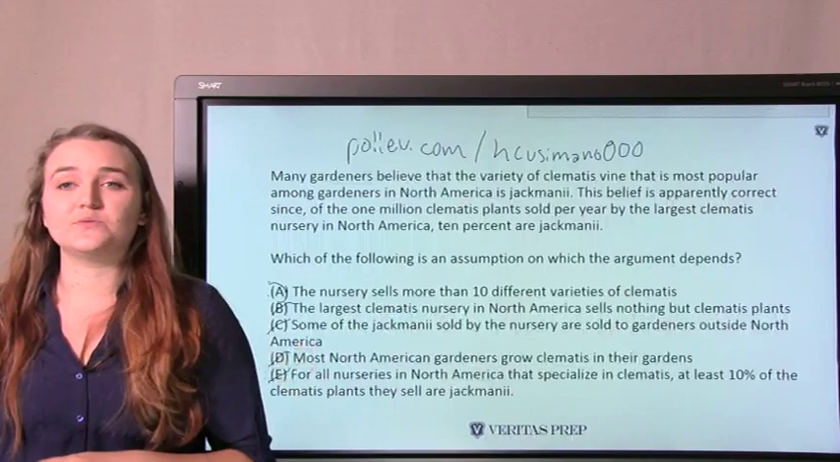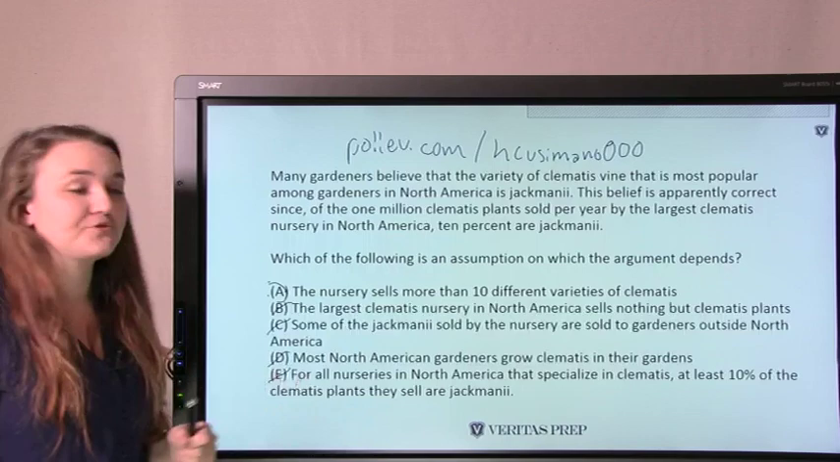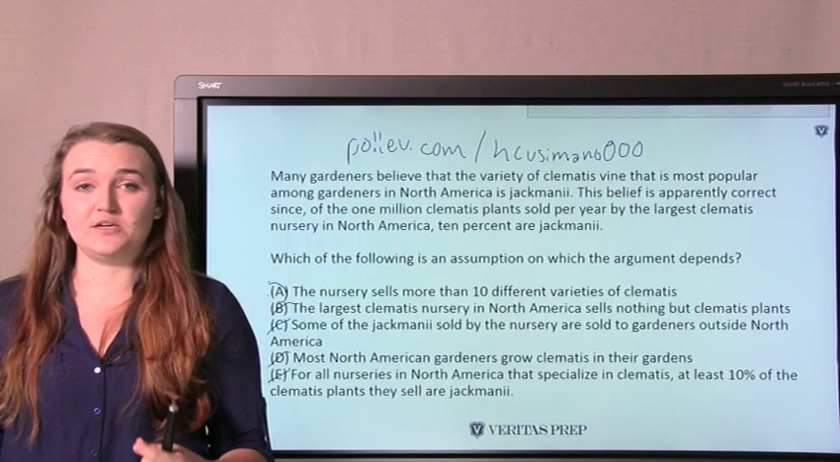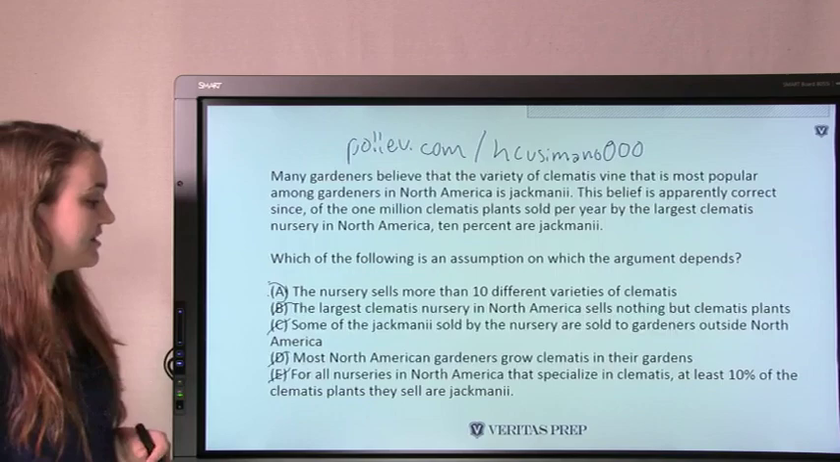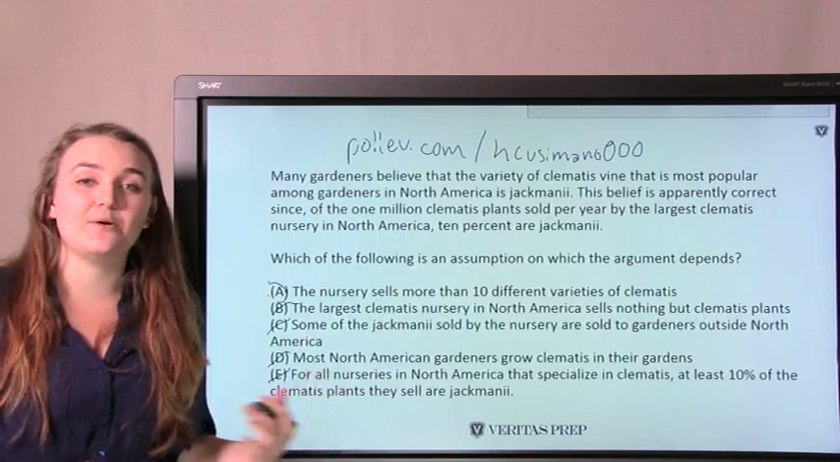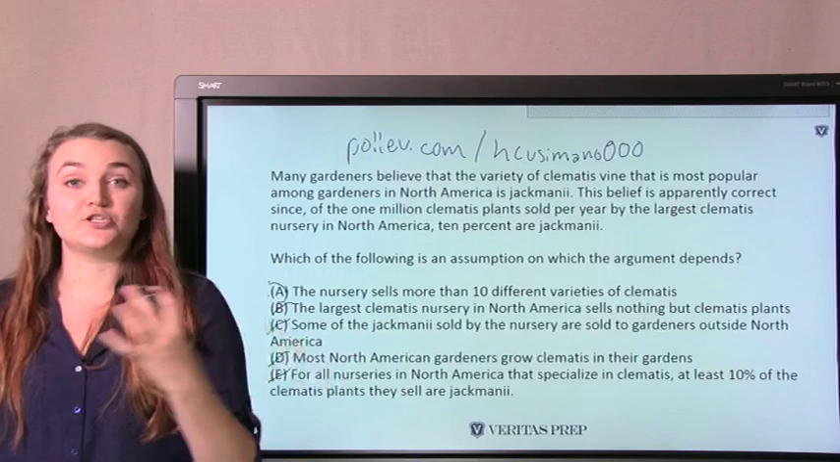We could certainly be in a position where not every other nursery follows suit, and it's still the most popular variety. So keep in mind, when we talk precision in language, the detail and the specific terminology being used, saying something like, for all nurseries in North America that specialize in clematis, at least 10% of the clematis plants they sell are Jackmani, is different from saying that if we collected the entire population of nurseries in North America, that's the outcome we would expect. There's a difference between saying that what's true of one sample is true of the population, and saying that what is true of a sample is true of every other sample.